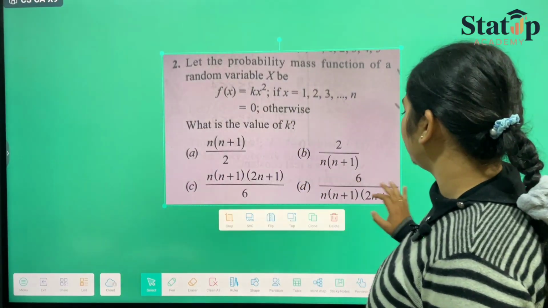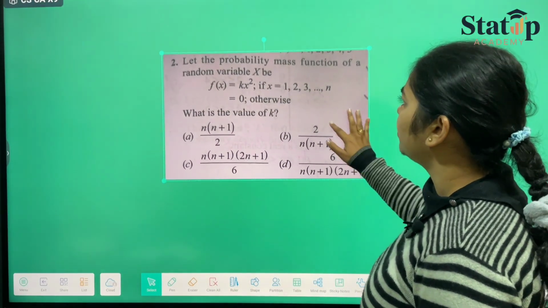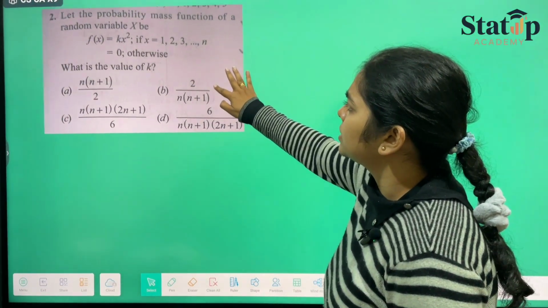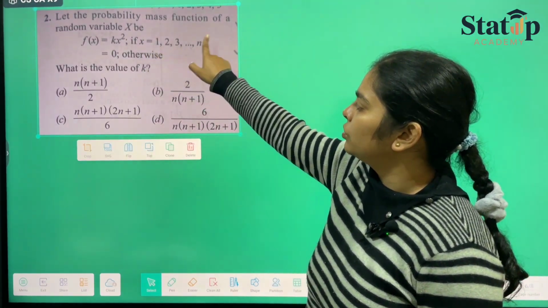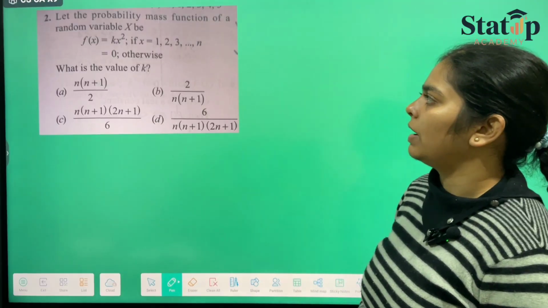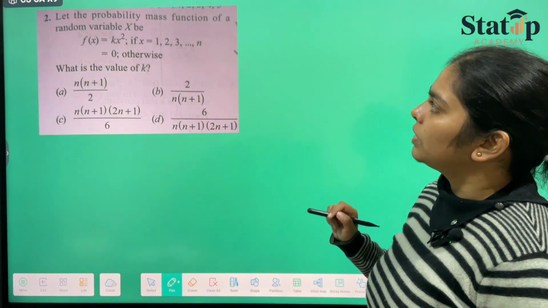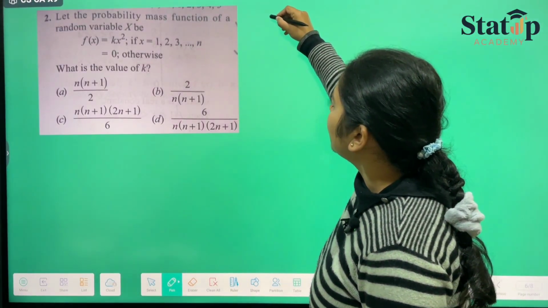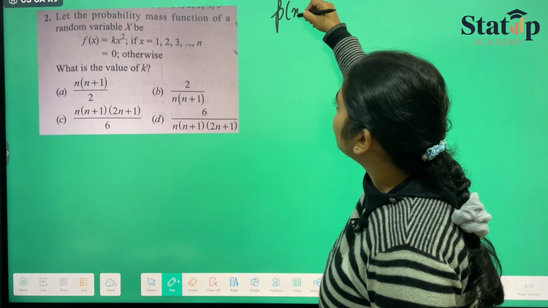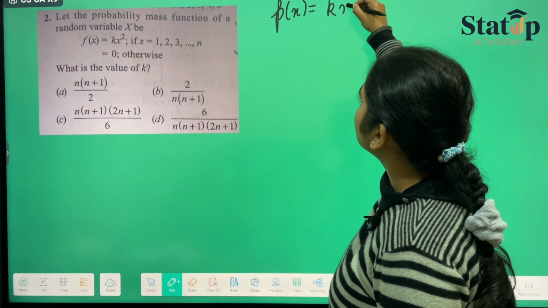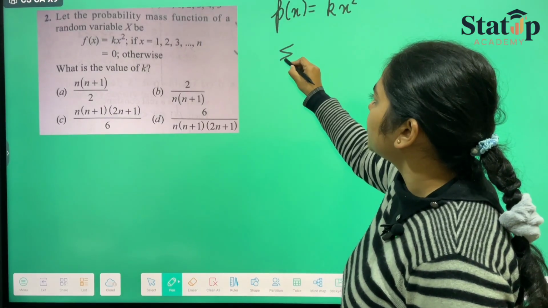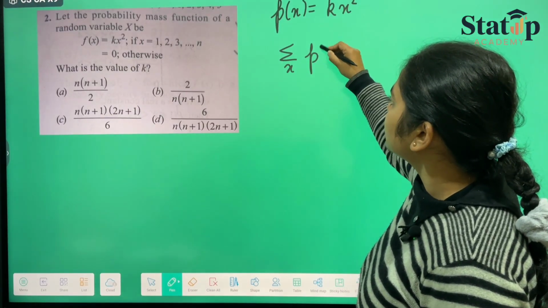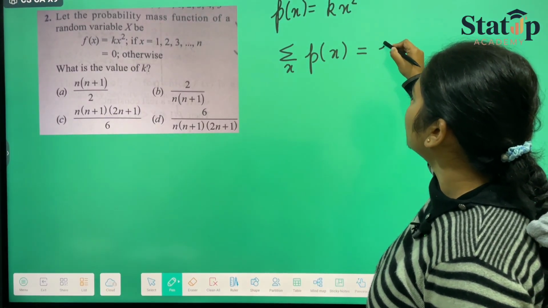Here we have been provided with the probability mass function, which means it is discrete, and you can see x has values 1, 2, 3 up till n. All the discrete values have been given, and they have given us the PMF: P(x) equals kx square. Now we have to find the value of k. We know that summation over x of P(x) should always be equal to 1.